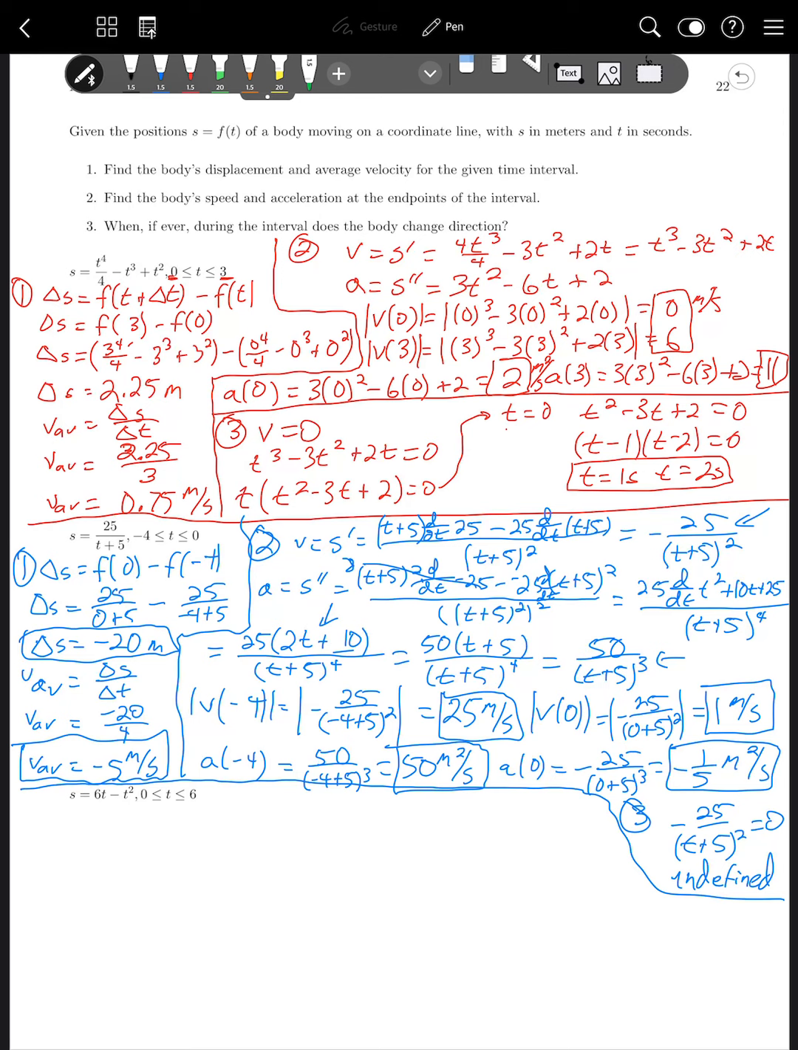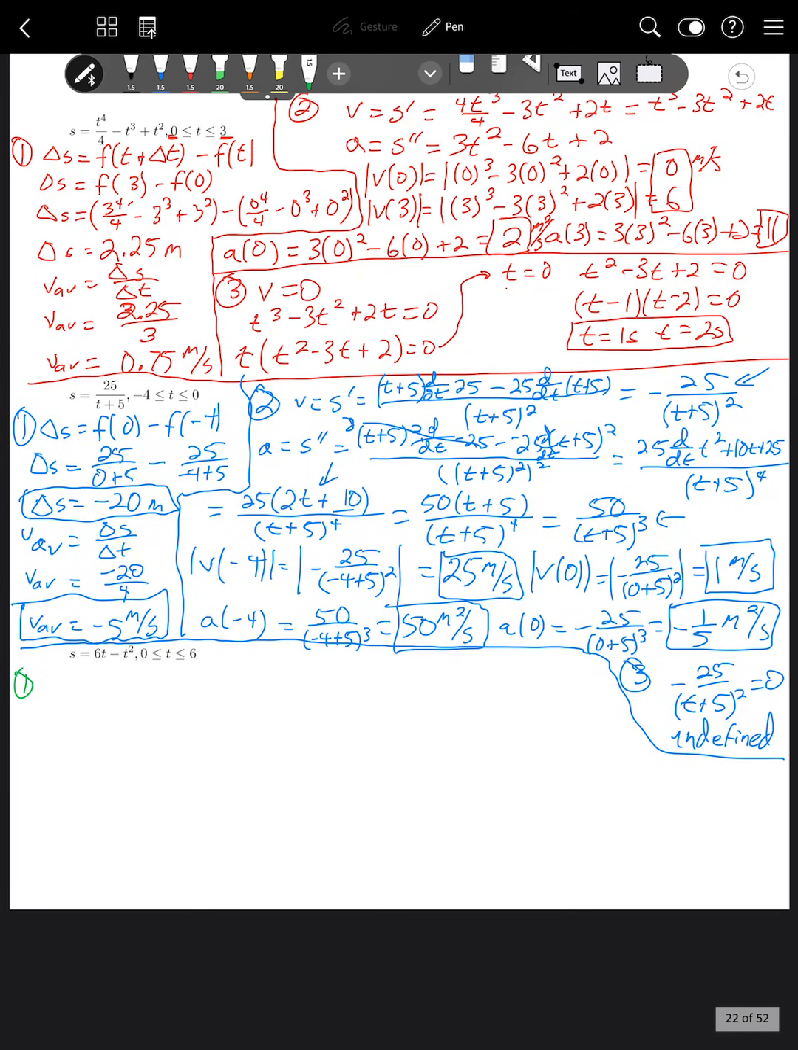Okay, so now that you've all tried this one at the bottom, let's go ahead and run through it together real quick. So start, same as the other problems, by finding the displacement. So delta S, in this case, would be 6 times 6 minus 6 squared, minus 6 times 0 minus 0 squared. So if we do that, 6 times 6 is 36, minus 6, you can put it in a calculator. Delta S is 0. So the displacement here is 0.